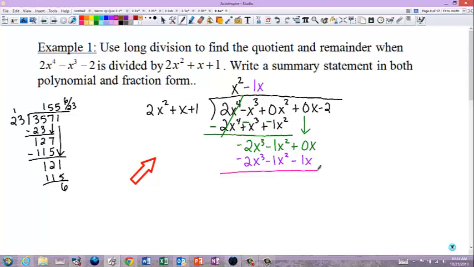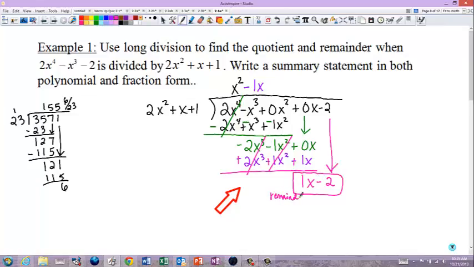Now I'm subtracting this whole thing, which means I change all my signs and then add. Negative 2 plus 2 is gone. Negative 1 plus 1 is gone. 0 plus 1 is 1x. I bring down my negative 2. There is nothing you can multiply by 2x squared to give you 1x without going into negative exponents, so that's no good. So this is my remainder. If it asked you for the remainder, that's fine.